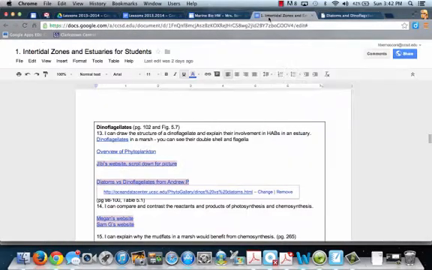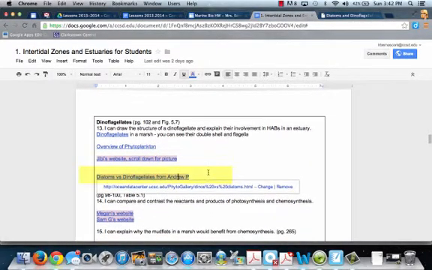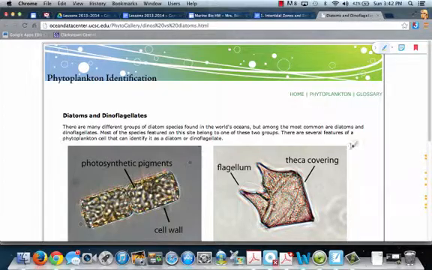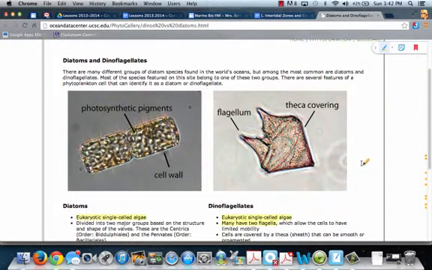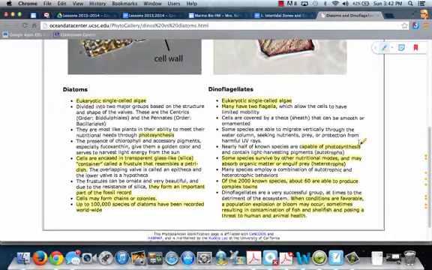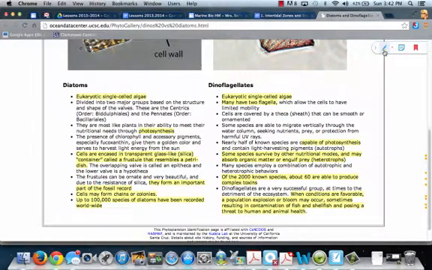All right, what we're looking at here is a website found by Andrew. So if you go to the outline, underneath Objective 13, you'll see Andrew's link right there. It compares diatoms and dinoflagellates. I like this website a lot. Here's a diagram. Here is your diatom. Here's a dinoflagellate. You can see the flagella right here.